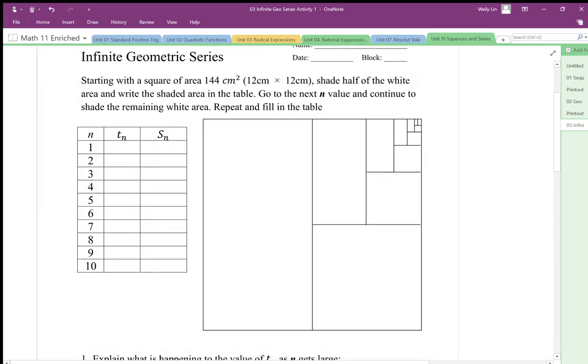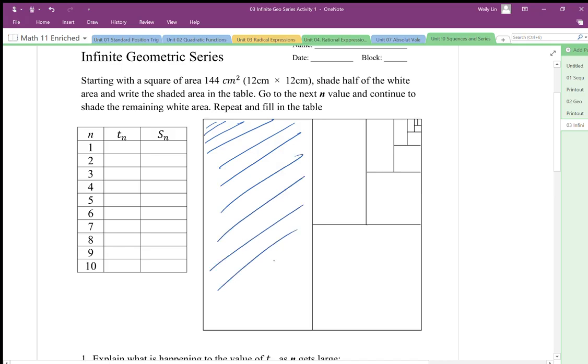And we're going to shade half the area and leave the other half. So I'm just going to shade this area here and say that that's what we have. Okay, so let's say my Tn is 1/2, and the Sn is going to be 1/2 here.